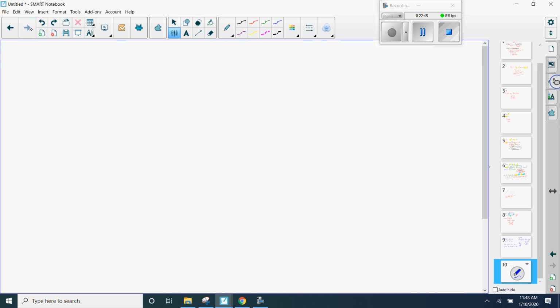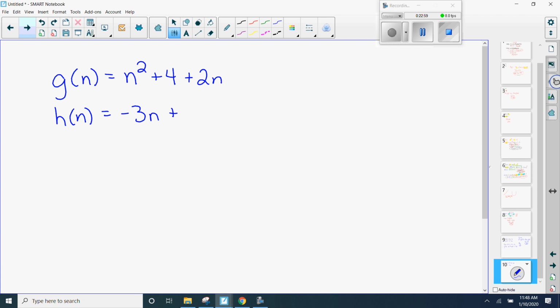Let me ask you what this means. If I told you g of n was equal to n squared plus 4, plus 2n, and h of n is equal to negative 3n plus 2, what does this notation mean? You multiply them together.